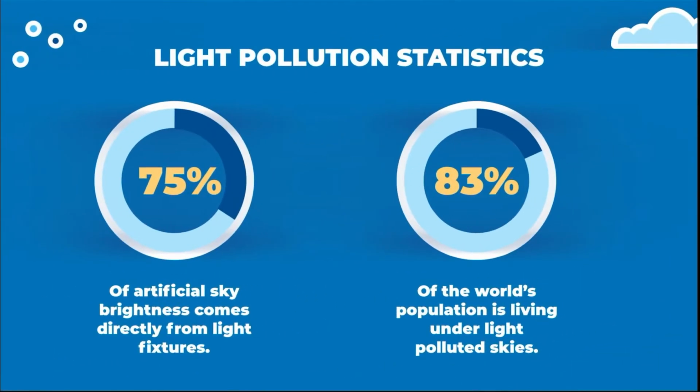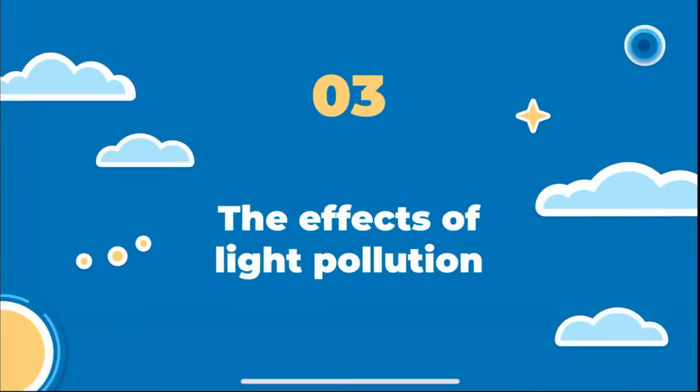Light pollution statistics. 75% of artificial sky brightness comes directly from light fixtures. 83% of the world's population is living under light-polluted skies. The effects of light pollution.